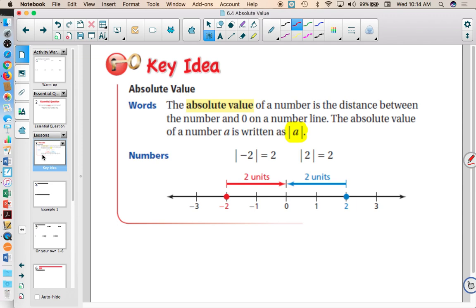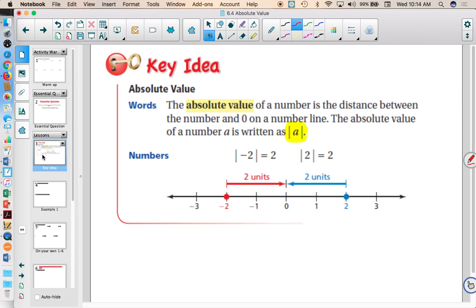We use the absolute value. That's on your next screen. The absolute value of a number is the distance between the number and 0. The absolute value of a number, A, is written as, notice our parallel lines, okay? Now, if you notice here in the sample, this is our key idea. This is what we're learning about.